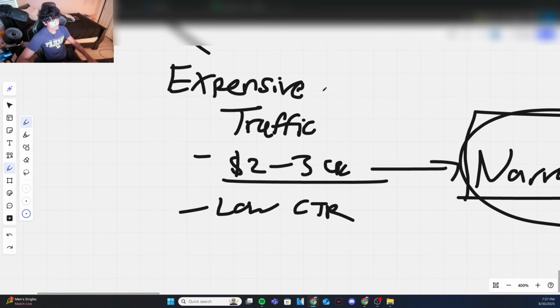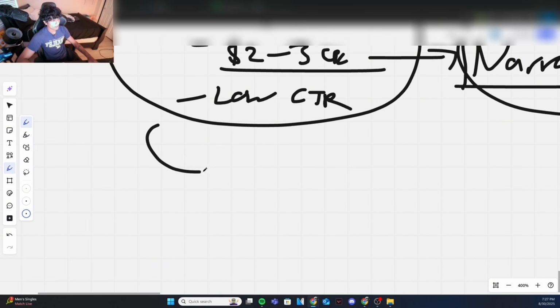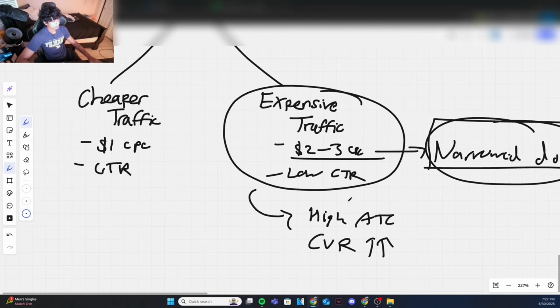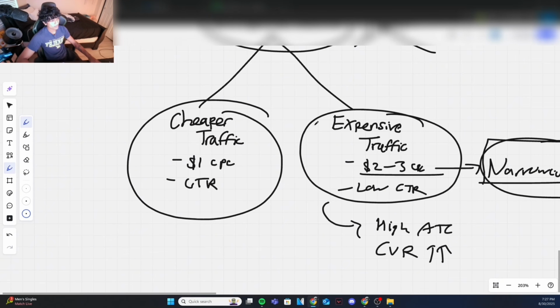So one thing you need to consider, guys, is if your traffic is expensive, make sure you have a high add to cart, and make sure your CVR is also high. You don't always need cheap traffic, guys. These can both be the same, but it's just all based on reading the metrics. You should go watch my last video if you don't understand what I'm talking about right here.